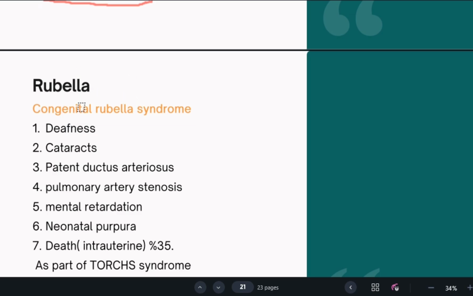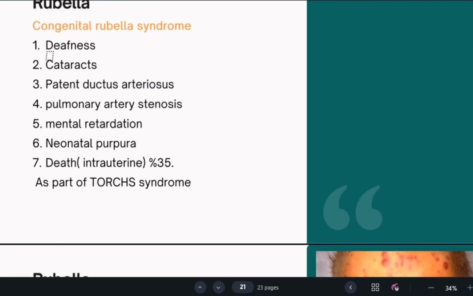One of the complications of transplacental transmission of rubella is congenital rubella syndrome. The baby will be born with deafness, cataract, patent ductus arteriosus, pulmonary artery stenosis, mental retardation, neonatal purpura, and sometimes death. Intrauterine death occurs in 35%.